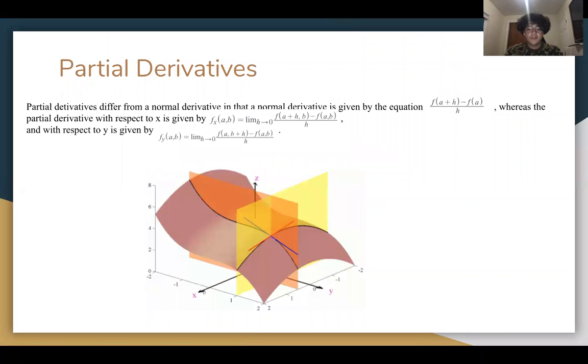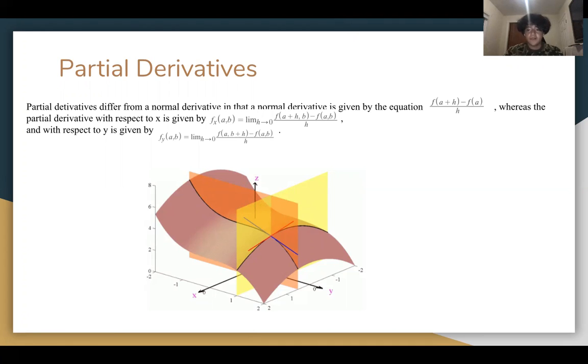The technical definition of the partial derivative is that it is applied to functions of more than one independent variable, with respect to one variable. Likewise, like a normal derivative, partial derivatives also convey a rate of change in a certain direction. Partial derivatives differ from normal derivatives in that the normal derivative is given by the equation f(a plus h) minus f(a) over h, whereas the partial derivative with respect to x is given by fx(a, b) with the limit of h approaching 0.